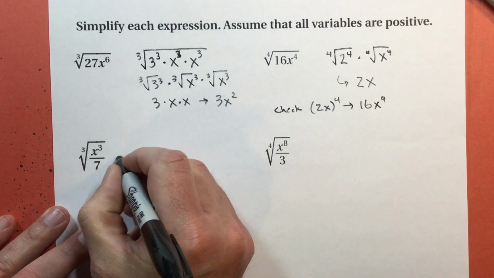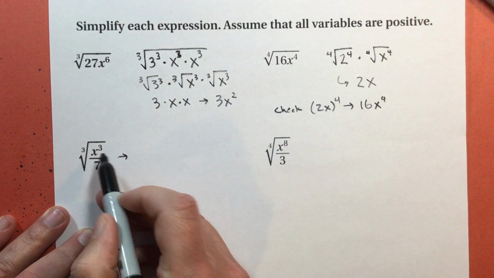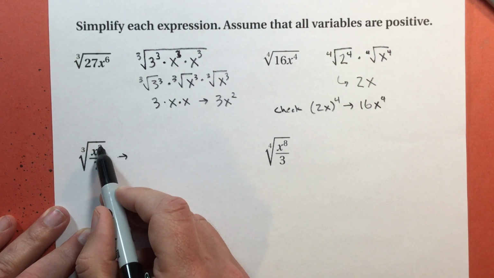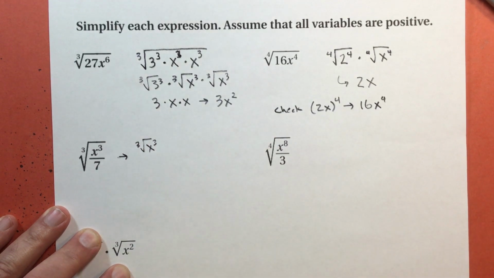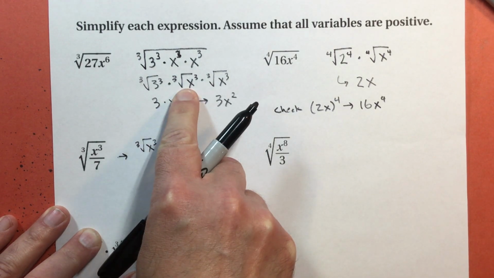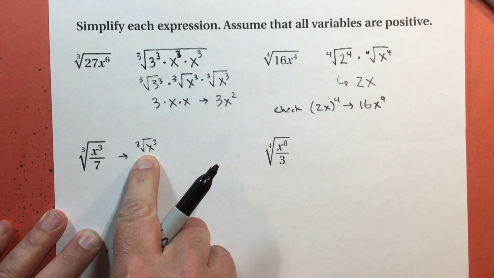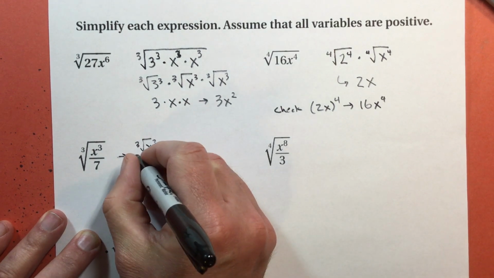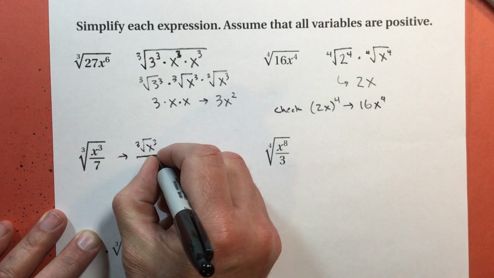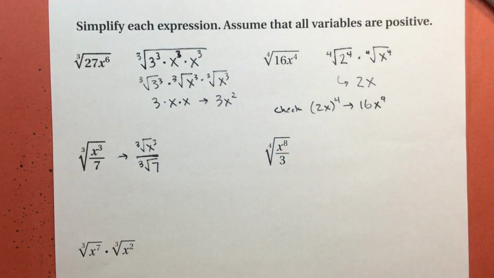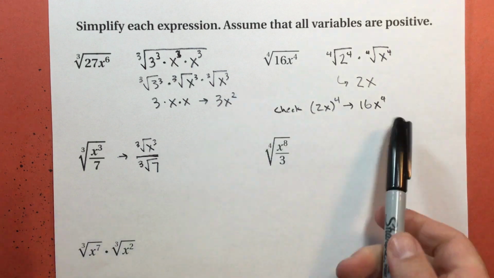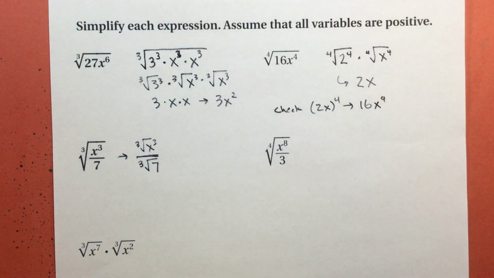I'm going to separate this. In the numerator, I've got x to the third, so I'm going to take the cube root of x to the third. So that's just like that one. That's going to end up simplifying to just x. In the denominator, I've got the cube root of 7, and that becomes an issue. Why is that an issue? Because unlike the previous two problems and the top here, I don't know what the cube root of 7 is.